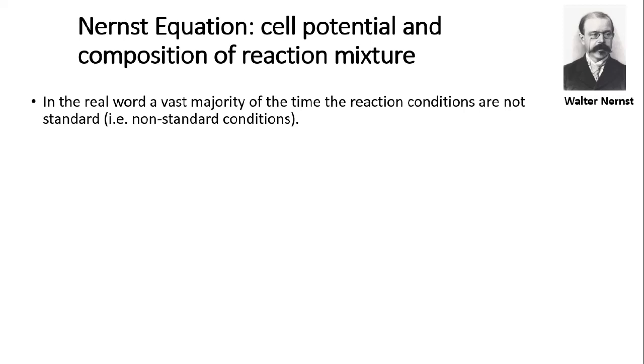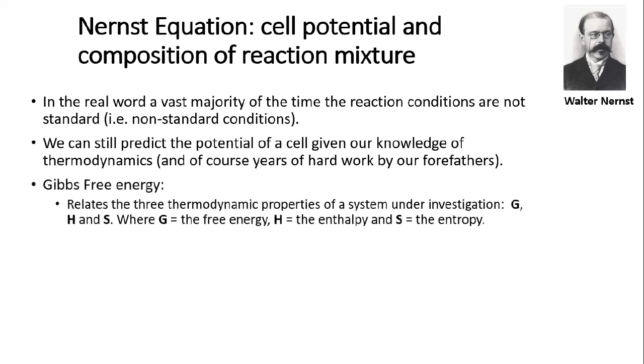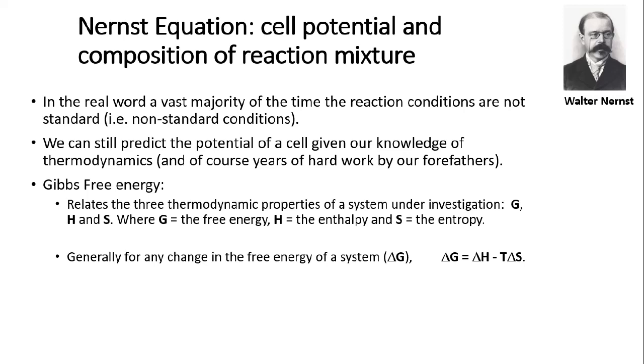So we have to have another way to estimate the potential of an electrochemical cell, separate and aside from E cathode minus E anode. Now, so we need to be able to do that. Now, Gibbs free energy, and we'll start from there, relates three thermodynamic properties of a system under investigation, right? So G, delta H, and S, where H is enthalpy, S is entropy, G is the symbol for Gibbs free energy. Now, so generally, delta G is equal to delta H minus T delta S.